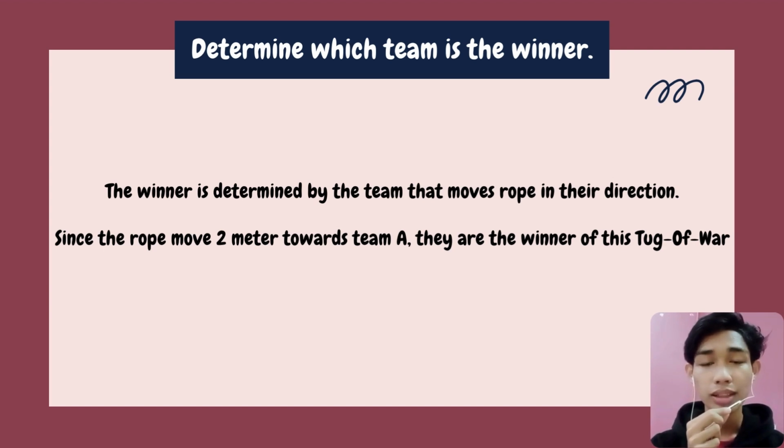The winner is determined by the team that moves the rope in their direction. Since the rope moves 2 meters toward team A, they are the winners of this tug of war.